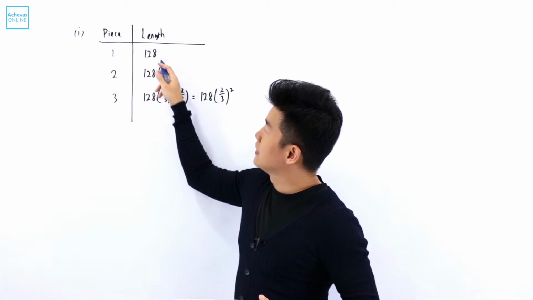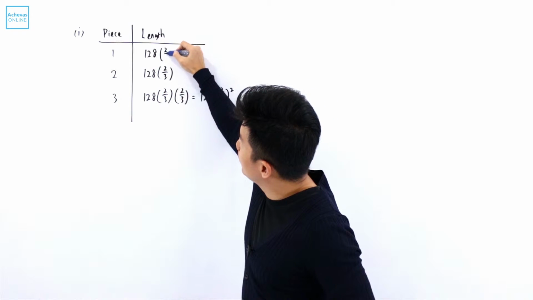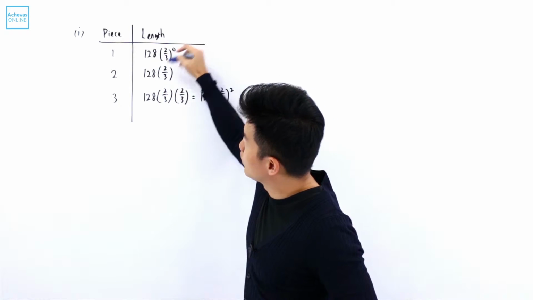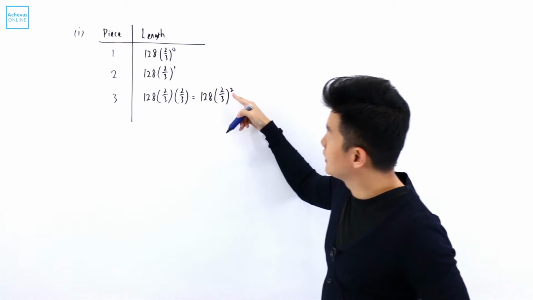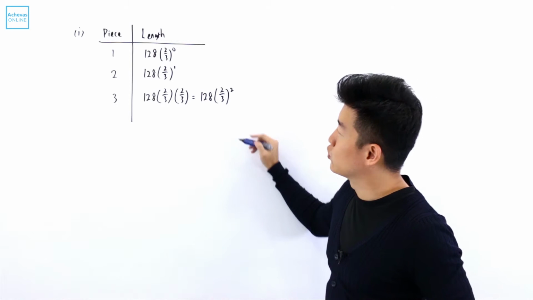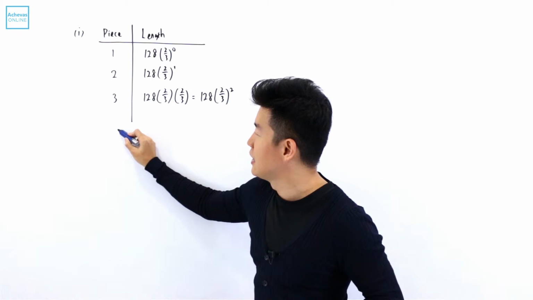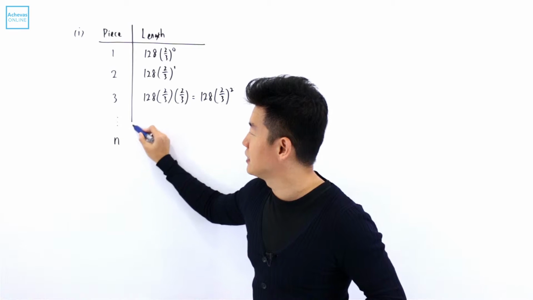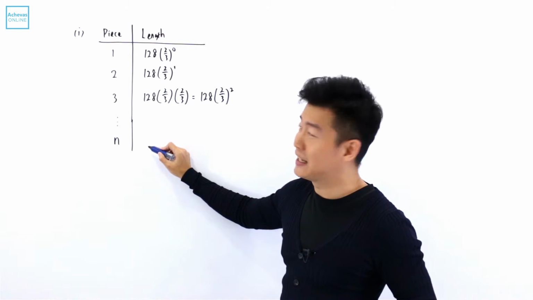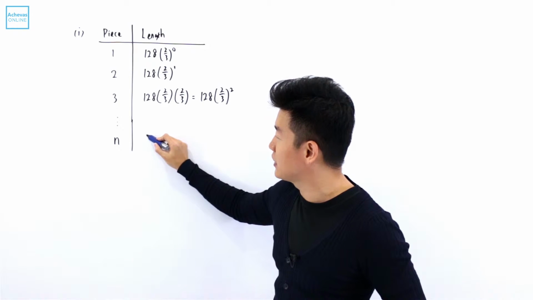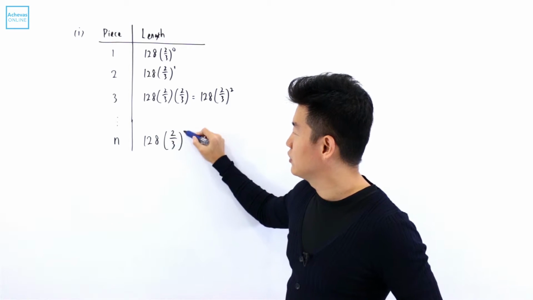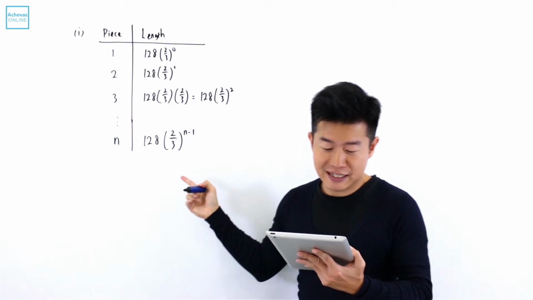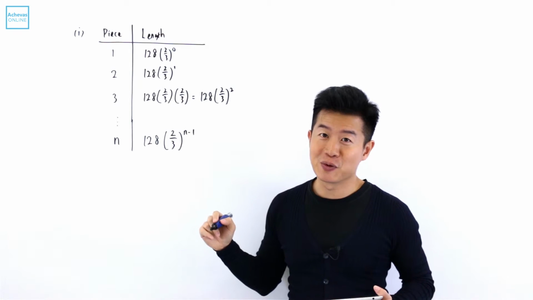So 1 is 2/3 to the power of 0, 2 is 2/3 to the power of 1, and 3 is 2/3 to the power of 2. It is always 1 less than this. So if I take this pattern and use it for the nth piece of wire that is cut off, it is 128 multiplied by 2/3 to the power of n minus 1. Basically it is just a GP that we see here.